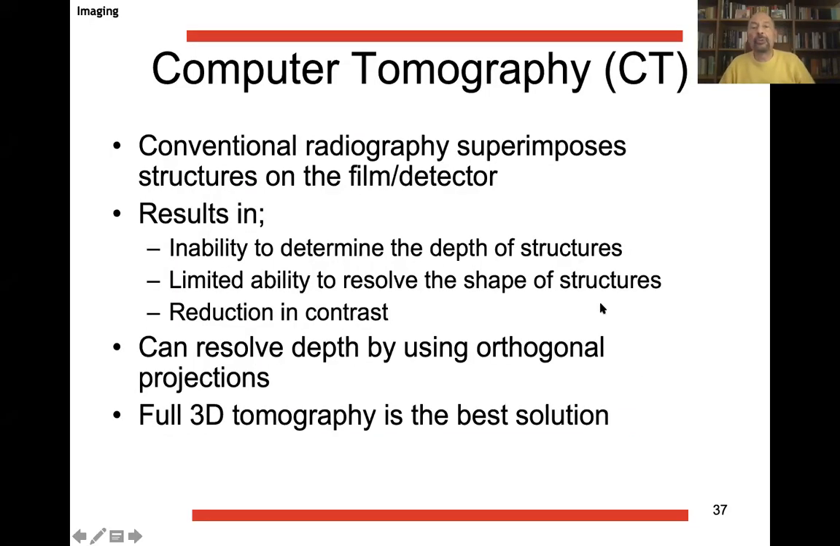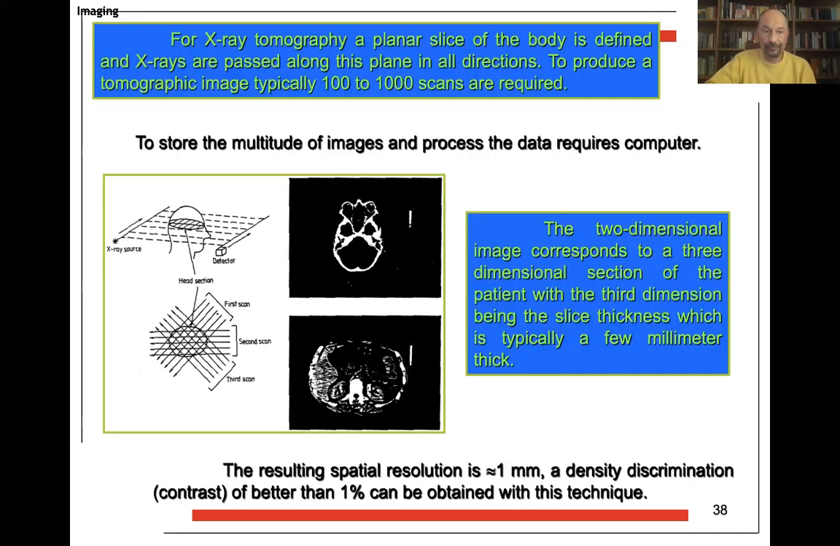So moving from 2D to 3D imaging, we have computer tomography, and the so-called full 3D tomography, which is now the best solution. A tomographic image generally needs something between 100 and 1,000 scans to produce the image. To store the multitude of images and process the data, of course, you need a computer.